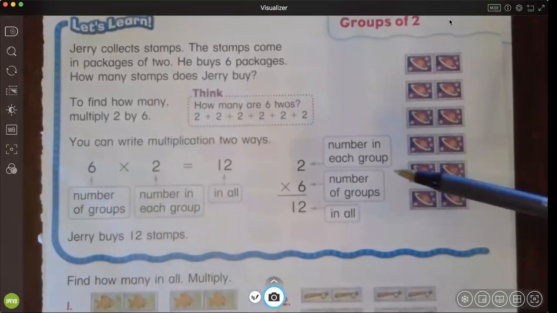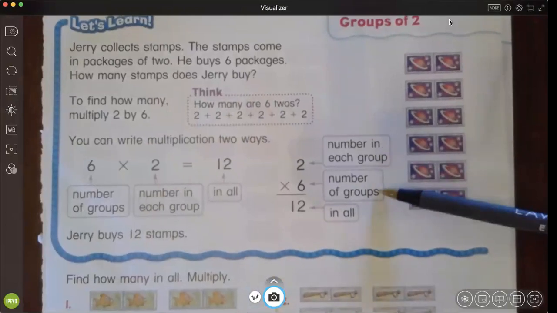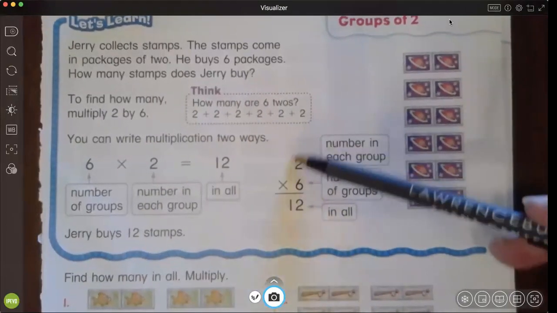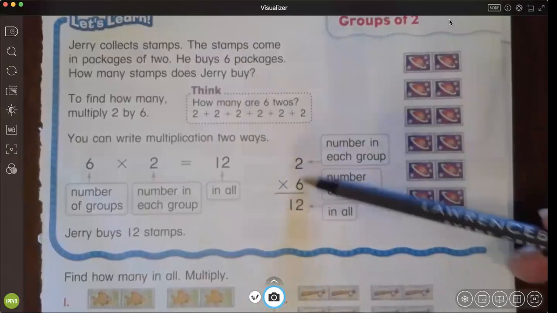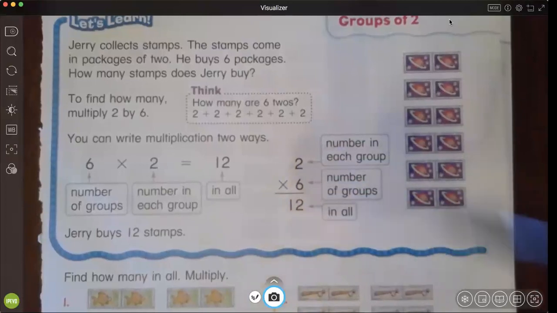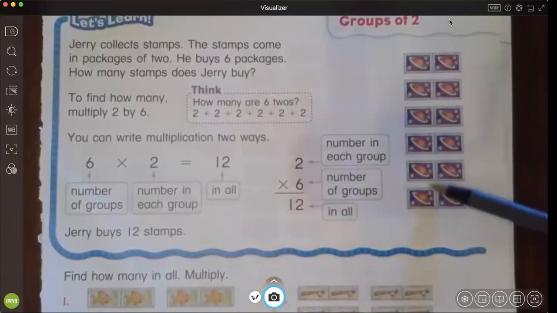So here's the number in each group. Here's the number of groups. We have 2 in each group. We have 6. We bought 6 groups. We have 12 in all. And they did a picture over here for you as well. So 6 times 2 equals 12.